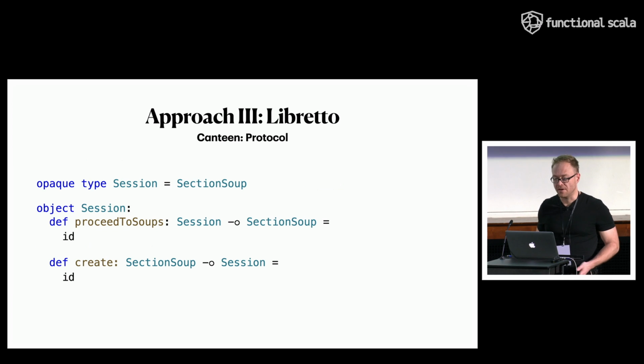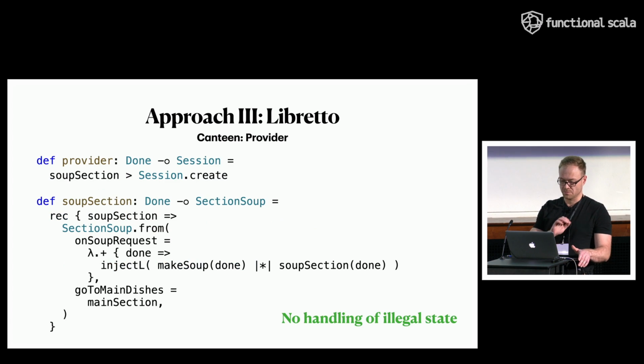And now we can define the session as just a type alias for section soup, because that's where the interaction starts and everything unfolds from there. Okay, we have accomplished the task of expressing the protocol of our Canteen in types. We still have time to show you the other side of this interface. We saw customer previously. Let's look at the provider.